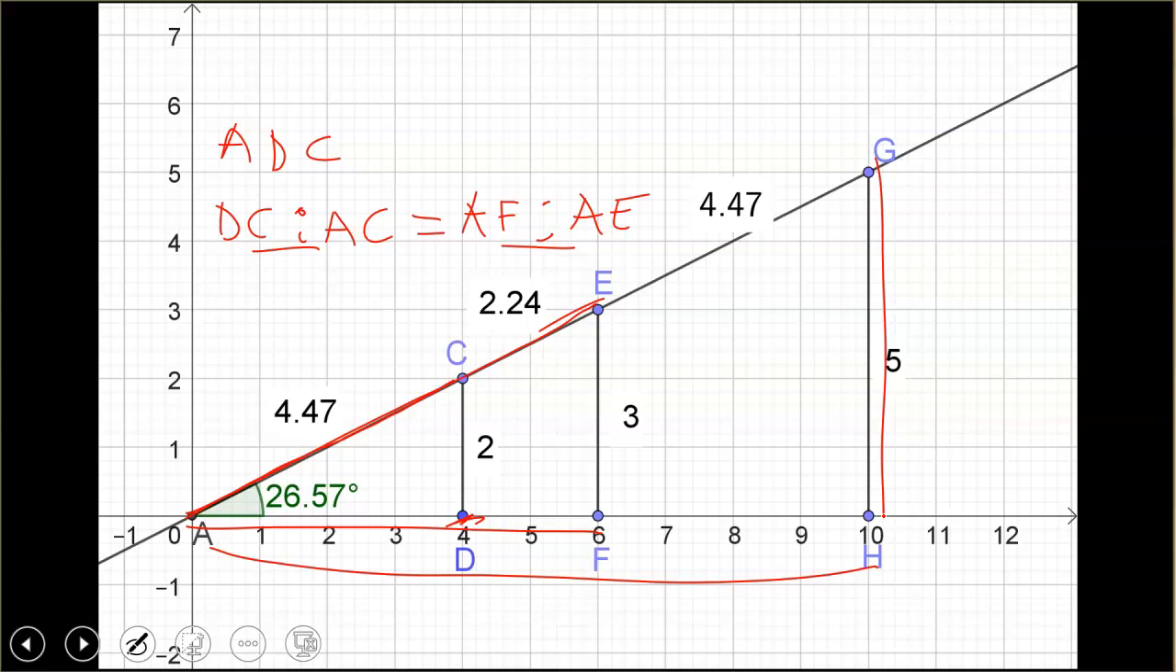Now, what is our DC? DC is 2 according to my dimension here. If ratio means division, so DC, 2, divided by AC, and the AC is 4.47. I should expect this 2 over 4.47 should be the same as EF. This one should be EF rather, not AF.